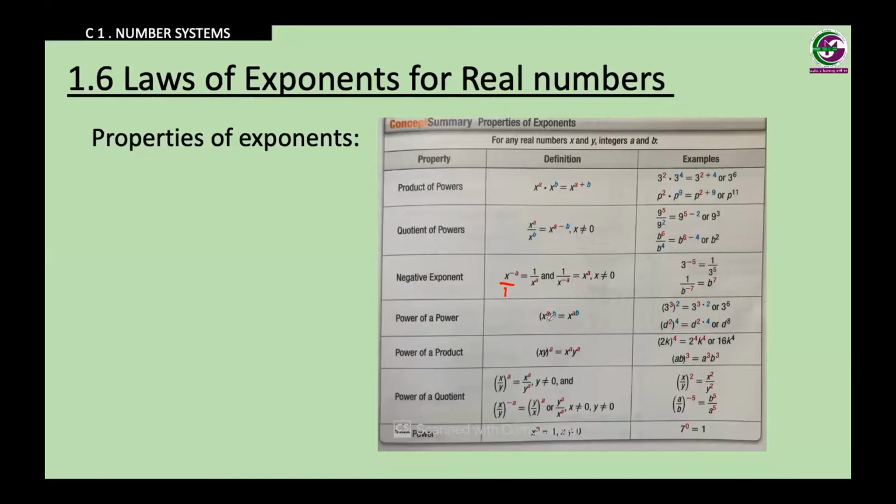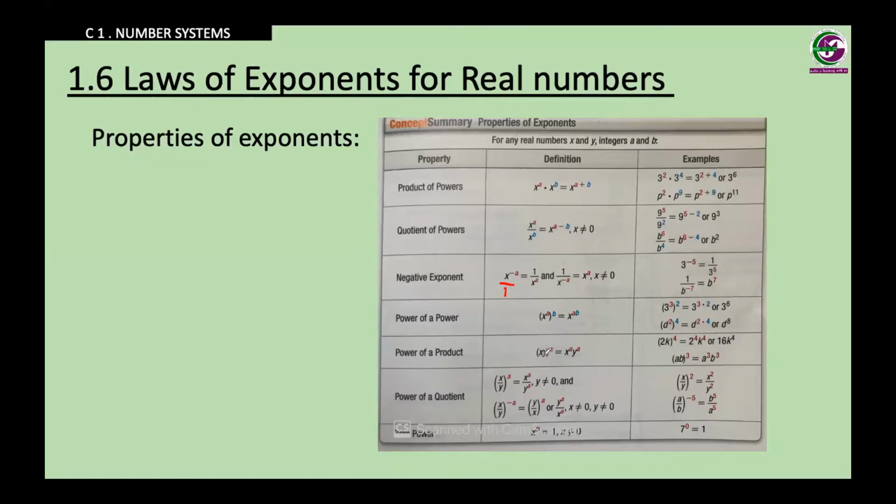Great. Now, x power a, whole power b. Power of the power, what will it be? We multiply them. So x power a times b. Once again, if the bases are multiplied, we add the powers. When the bases are divided, we subtract them. Now we have power of the power, so we multiply them. 3 power 3 whole power 2 is 3 power 3 times 2, which is 6.